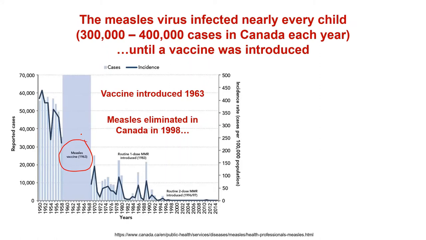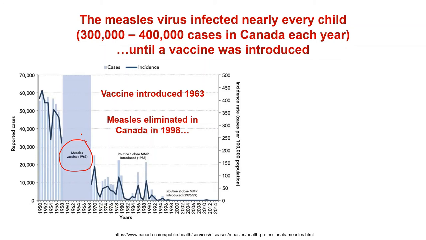Now, if you do look at the numbers, you will find that in 1998, I think there were 5 cases or 8 cases or something like that. There were a number of years where we had less than 10 cases of measles in Canada. So why do they say it was eliminated? Because all those cases were imported. It means that somebody got it in another country, maybe they weren't vaccinated, and came to Canada, and then eventually they realized they had measles and got treated.